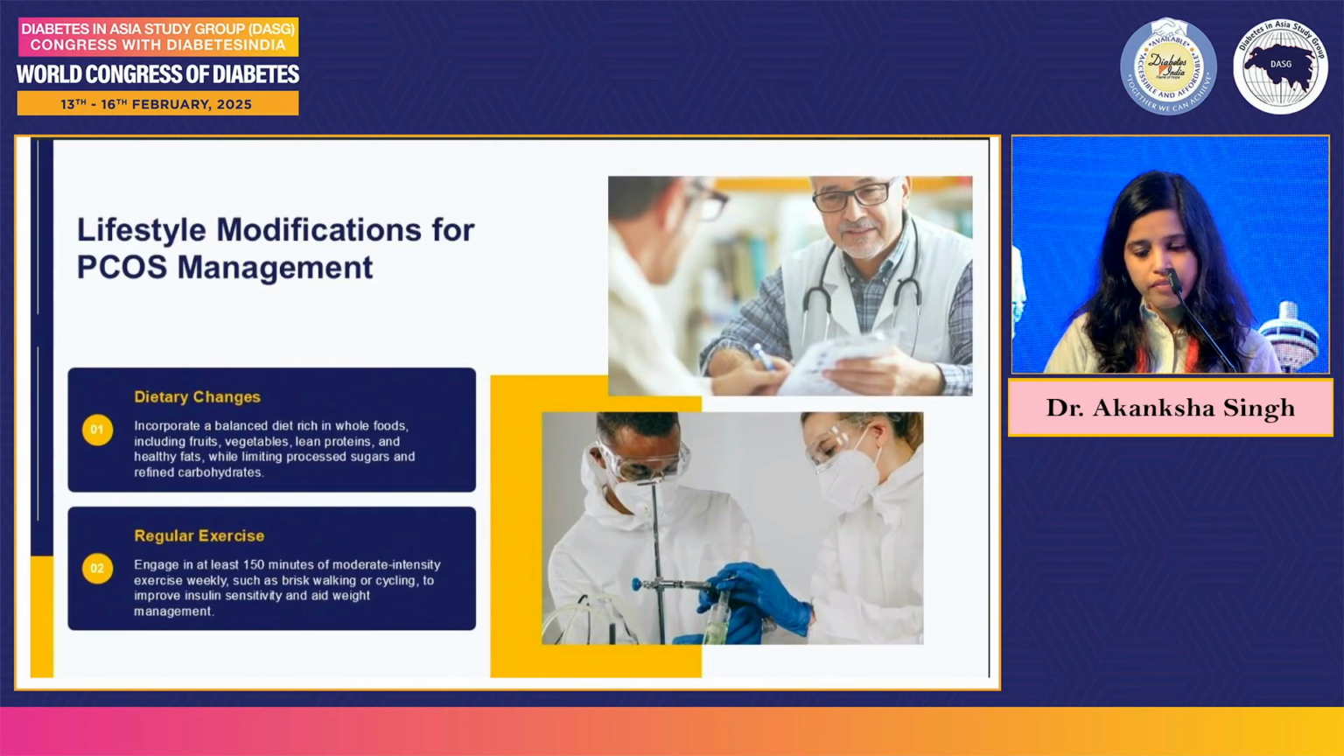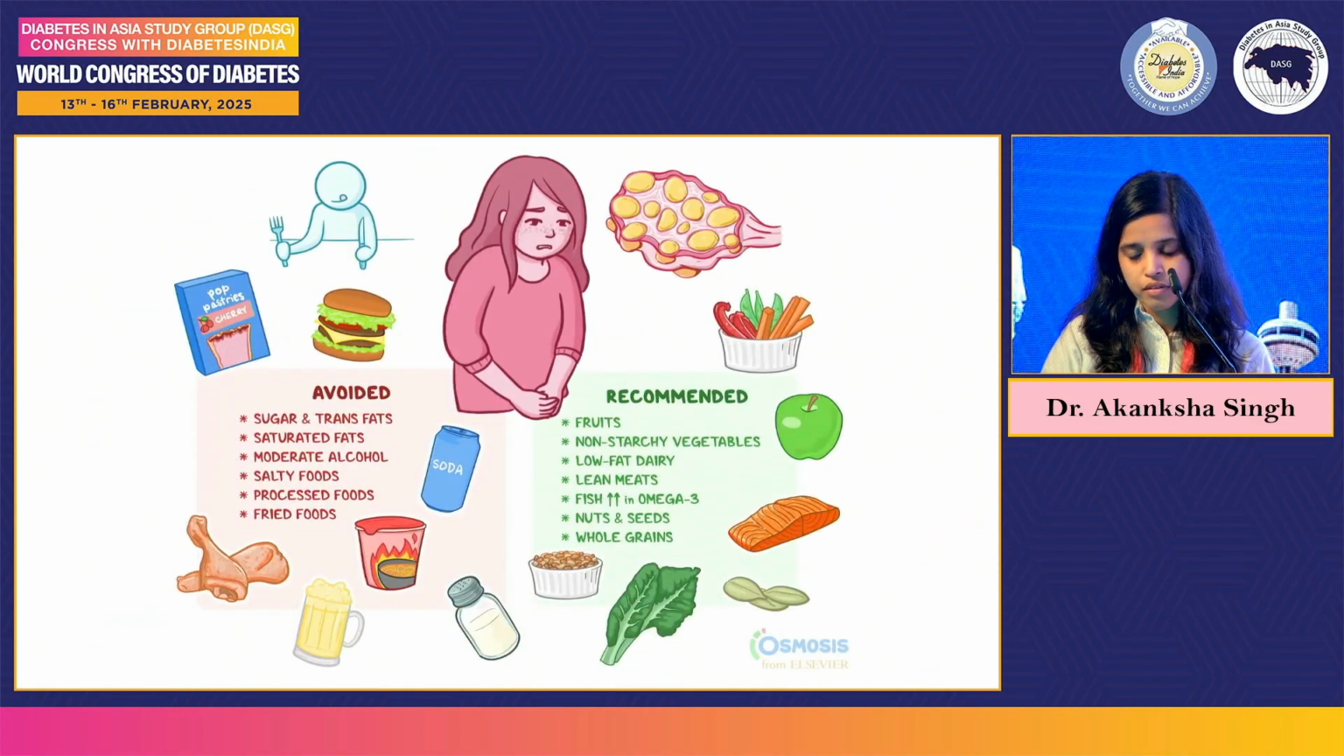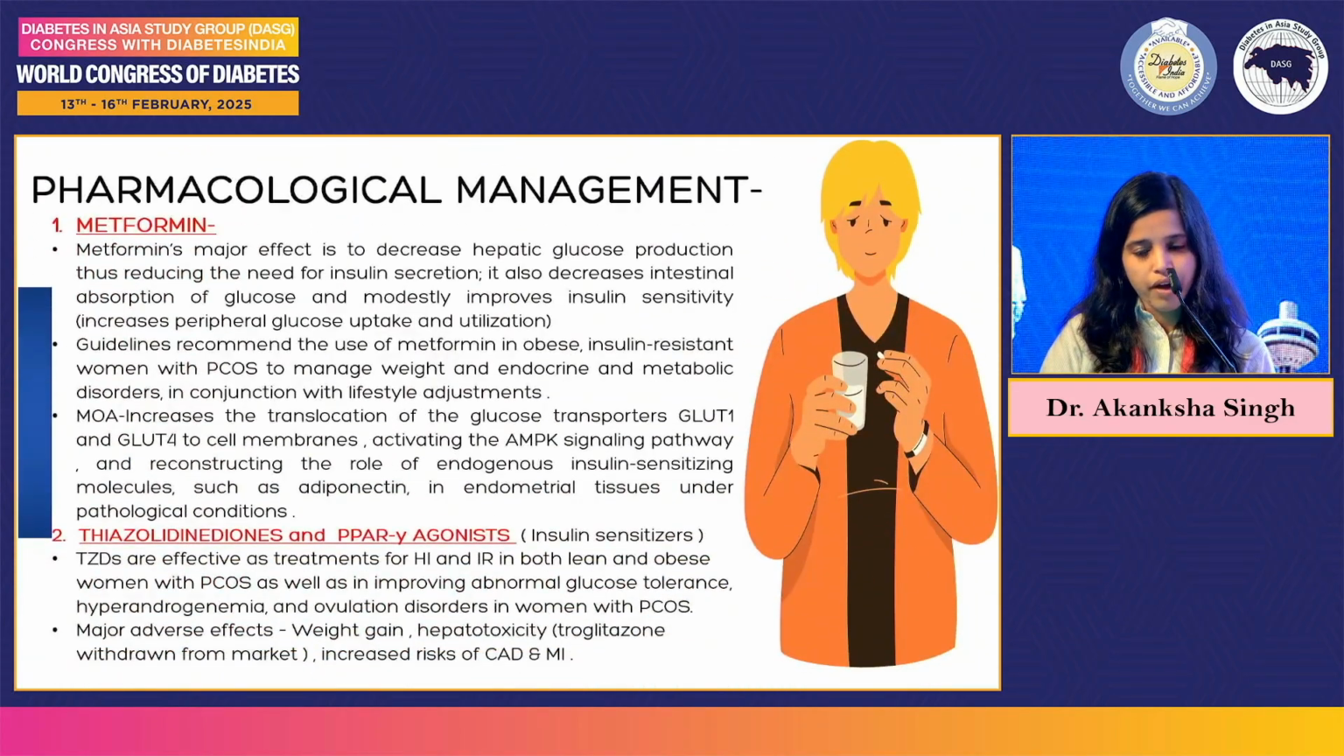Patient is also advised regular exercise, to engage in at least 150 minutes of moderate to high intensity exercise weekly, such as brisk walking or cycling, to improve insulin sensitivity and to aid weight management. What is the pharmacological management for treating insulin resistance in a case of PCOS?